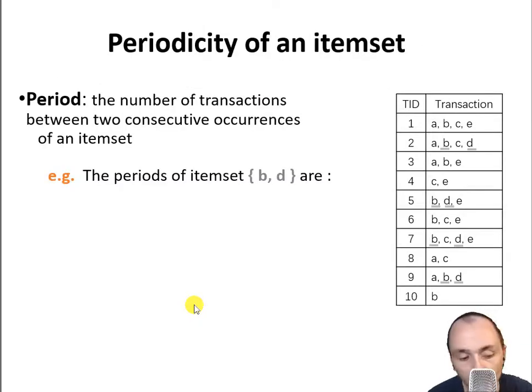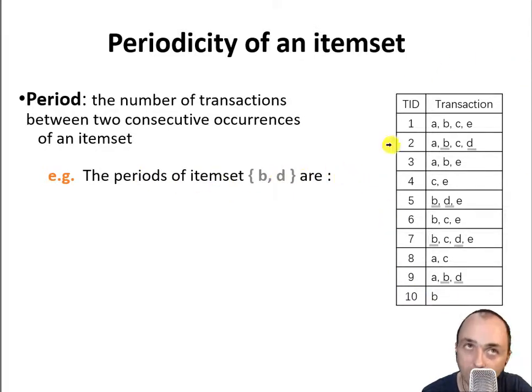So to give you more details about this, in the traditional problem, we measure the periodicity of an item set using what is called the period. It is a concept. The period of an item set, a set of items, is the number of transactions between two consecutive occurrences of that item set. So for example, I will explain this with an example. The periods of BD are the following.